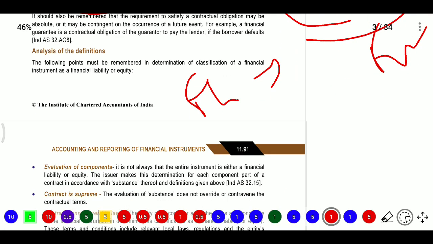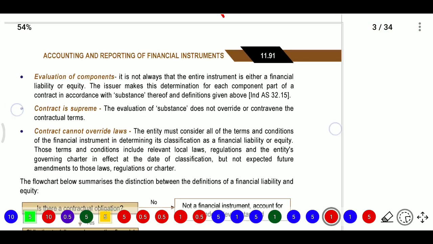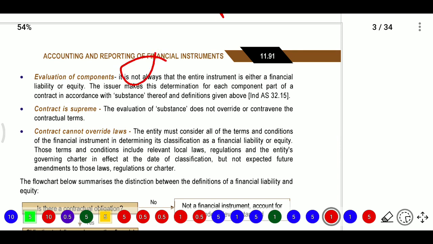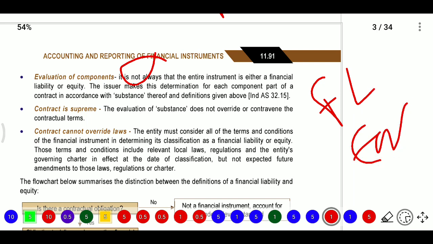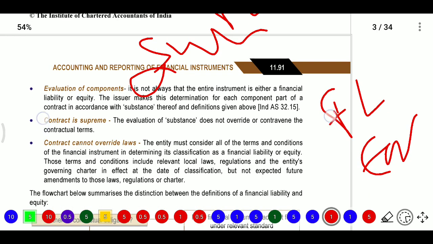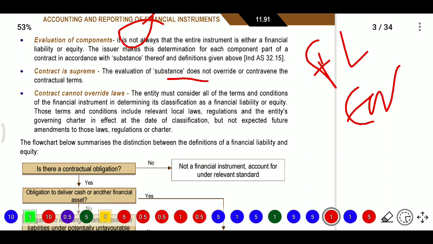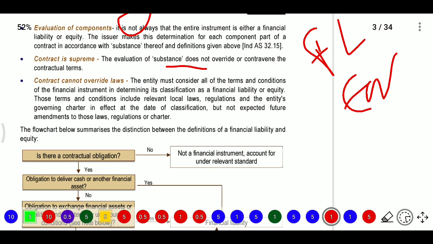Now we need to analyze the definition points. So we have evaluation of components. Components means it is not always the entire instrument; it may be either a financial liability or it may become equity, and here the issuer's determination of the component will be based on substance, which is the most important. Next, the contract is supreme, where substance does not override or contravene the contractual terms. Next, contracts cannot override the law. The entity must consider all terms and conditions that it entered into in the financial instrument in determining its classification as financial liability or equity.